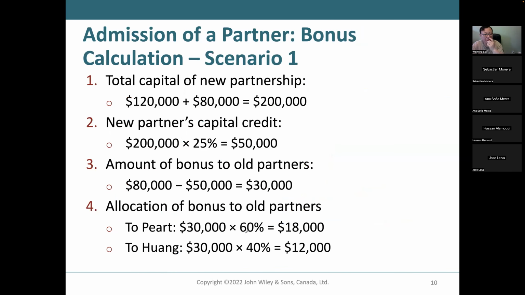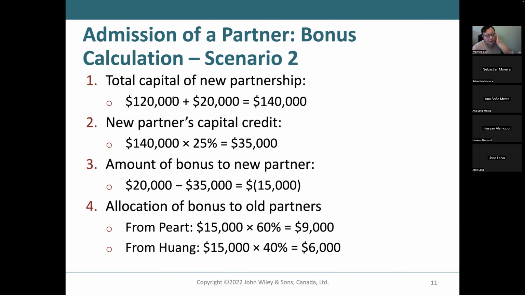So this is just the calculation. First you calculate the total capital of the new partnership. And this new partner only has 25%, so his capital is only 50,000, but he paid $80,000. So only 50,000 is contribution. The other 30,000 is a bonus to the other partners, and you allocate that bonus based on the profit ratio, 60 and 40. So this is my first scenario.